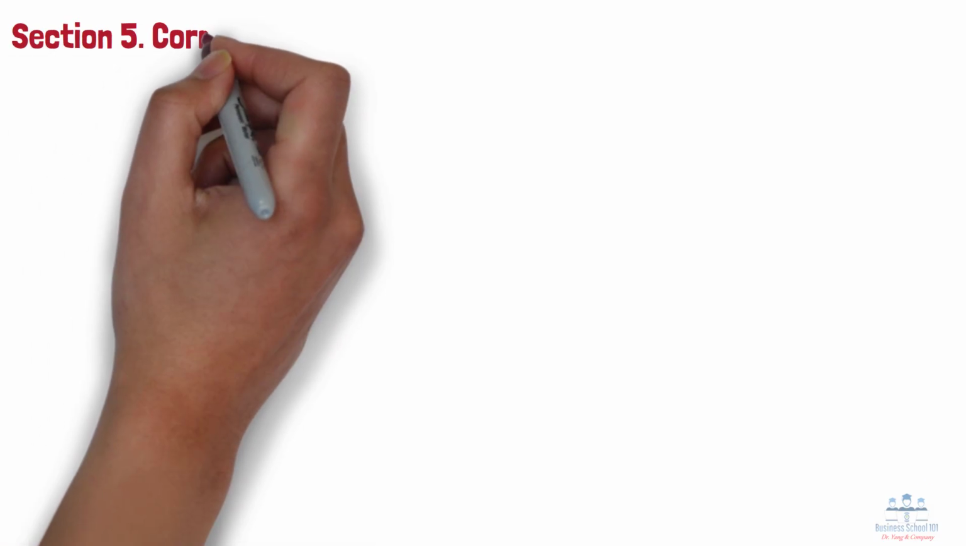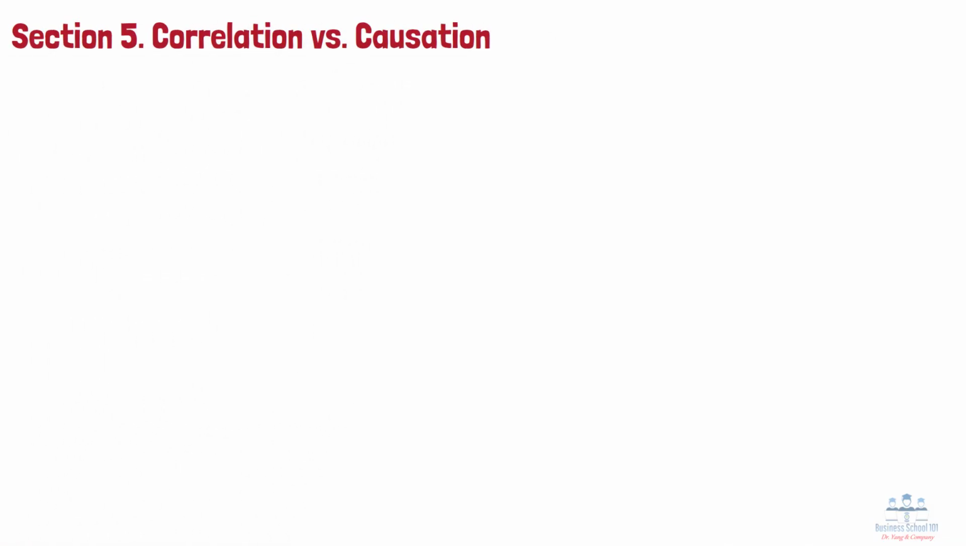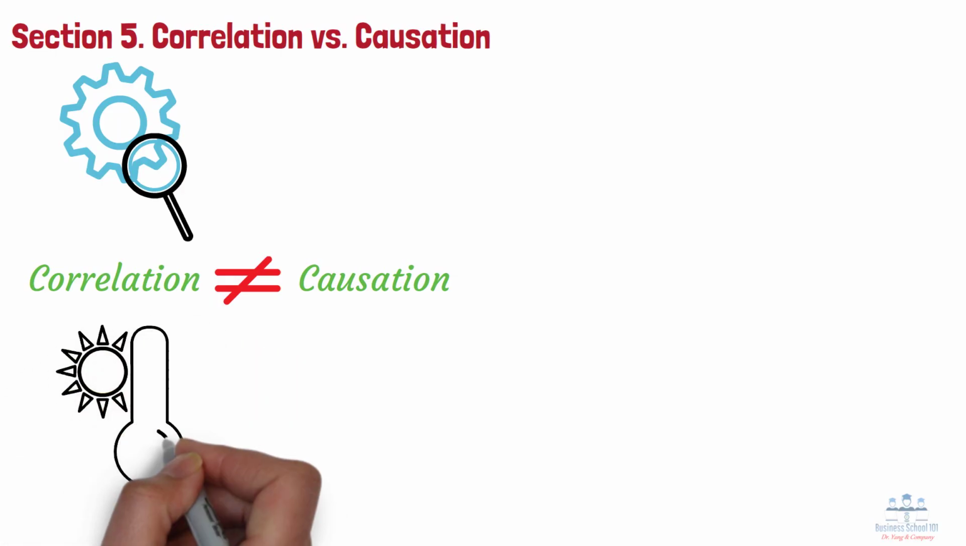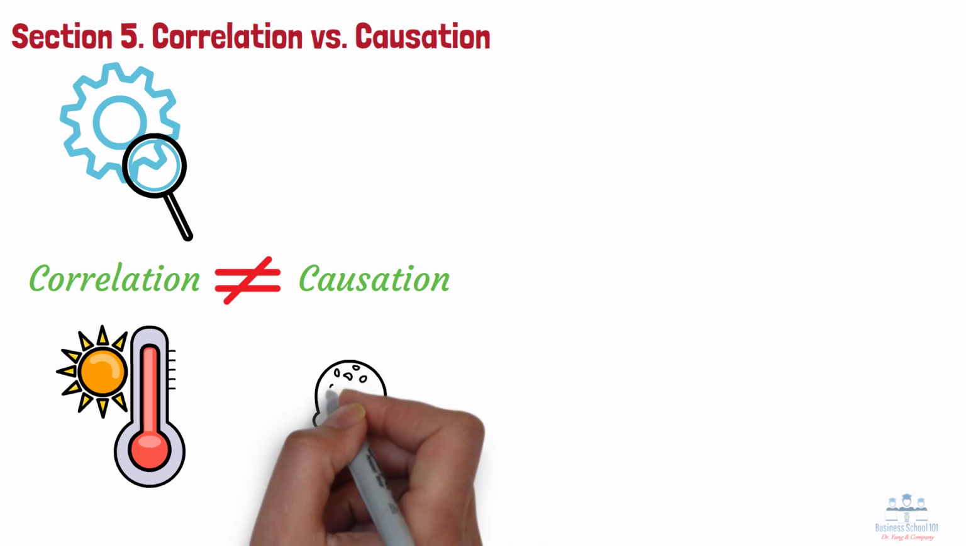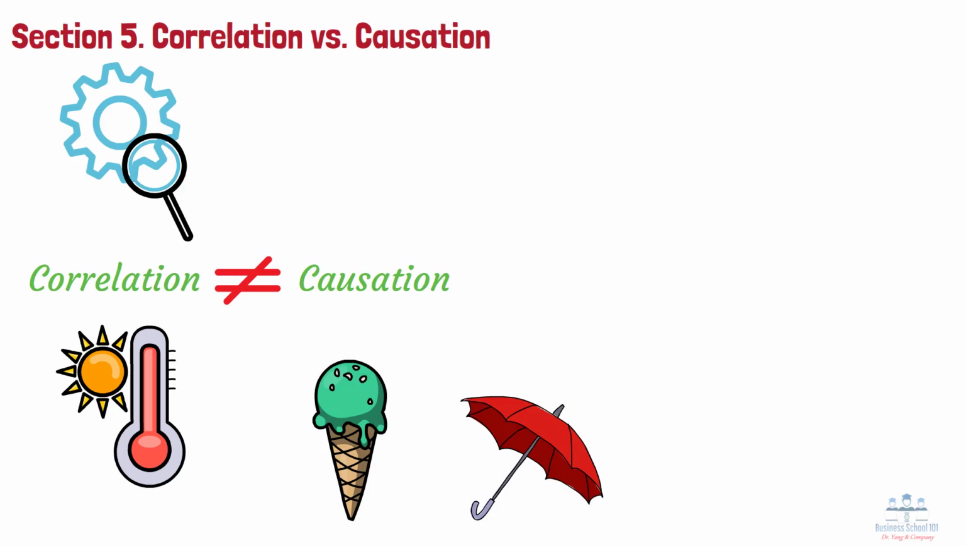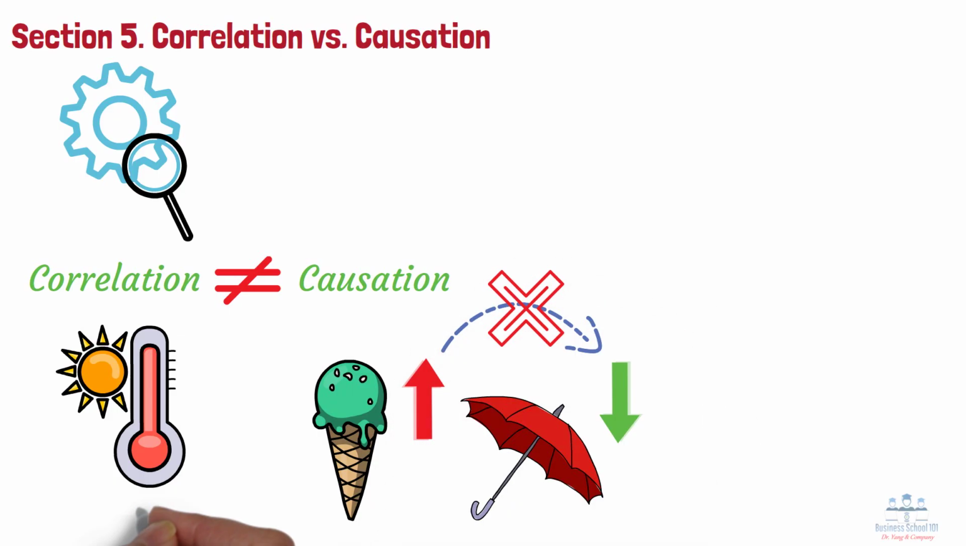Section 5. Correlation versus causation. Now let's talk about one of the most important principles in data analysis, and one of the most misunderstood: correlation is not causation. Just because two variables move together doesn't mean that one is causing the other. Here's a simple example. Imagine it's summer. As temperatures rise, more people buy ice cream. At the same time, fewer people buy umbrellas. After all, it doesn't rain as much. You'll notice a correlation: when ice cream sales go up, umbrella sales go down. But does buying more ice cream cause people to buy fewer umbrellas? Of course not. The real cause behind both is the hot weather.